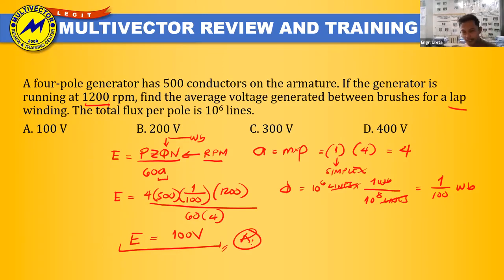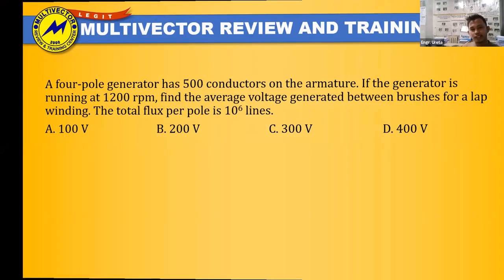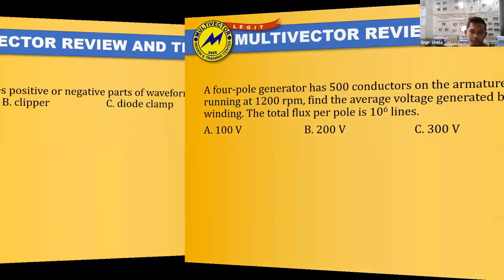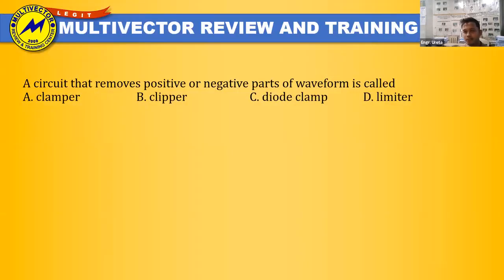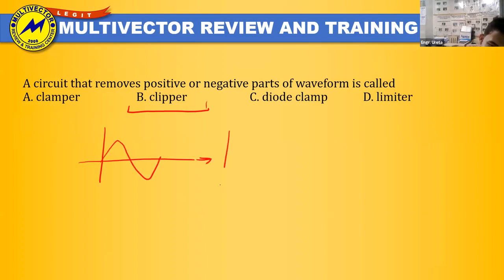That is problem number 29. Okay, so next problem: a circuit that removes positive or negative parts of the waveform is also called a clipper circuit. For example, we have a sinusoidal wave. If you clip or remove only part of the positive or negative sine wave, you cut it off. What we use to cut it is a clipper circuit. So letter D. Okay, next.